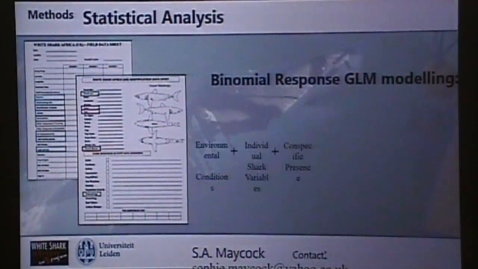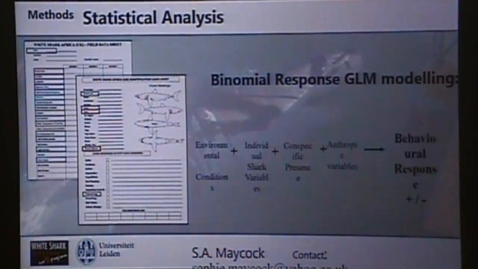Also related to the presence of conspecifics. So this included the order that the individual sharks arrived at the boat, and also included how many sharks were actually seen on that trip that day. And I also included anthropic variables. So this includes the location, the date and the time of the sampling, and also the type of attractants, the bait and chum, which were used for that trip. And we wanted to consider whether any or all of these variables were related to the presence of certain behavioral responses.